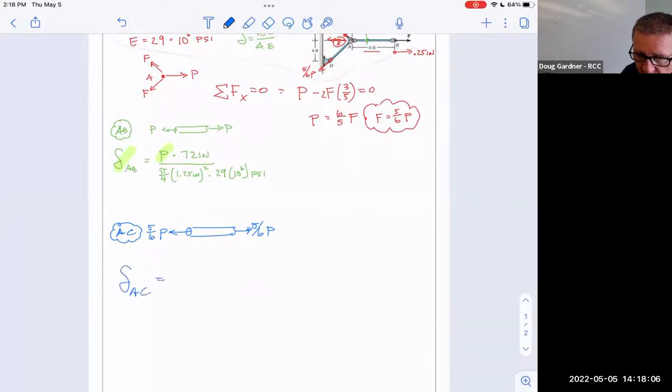So its force is 5/6 of whatever P is. Its length is 5 feet, which is 60 inches. The area has not changed. And neither has the material strength. So again, I'm not very happy with that number.